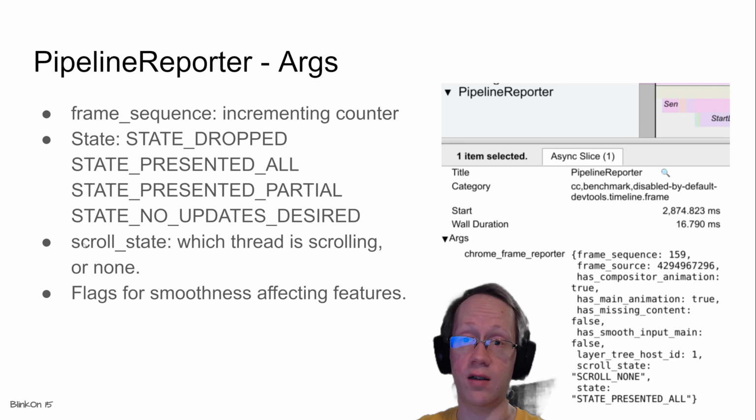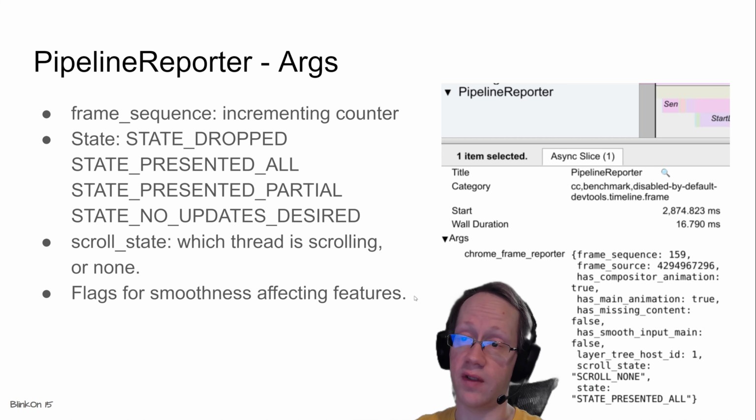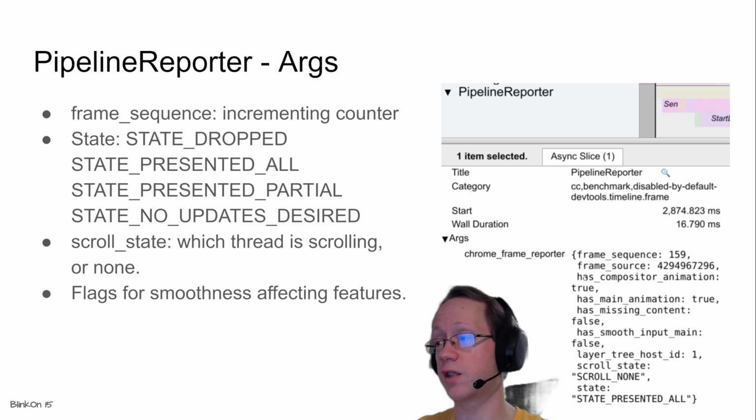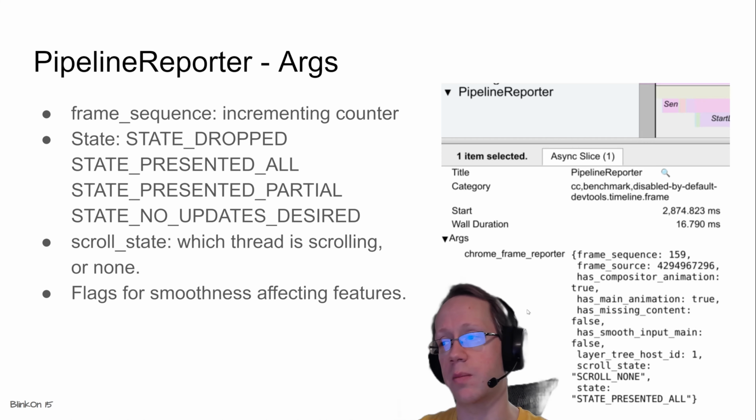Other aspects that are encompassed in these details are the scroll state, so which of the two threads is responsible for the scrolling, or if no scrolling has occurred during this frame. There's also a series of flags impacting the smoothness. So this will be things such as if there's compositor or main thread animations, if there's missing content, or if there's other input that we expect would actually be impacting smoothness.